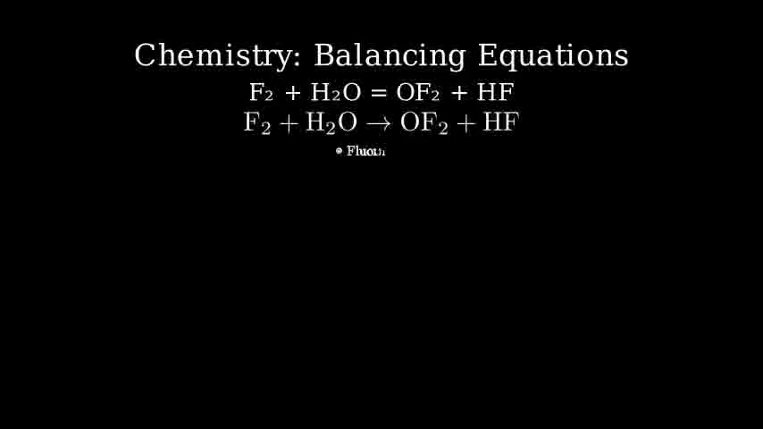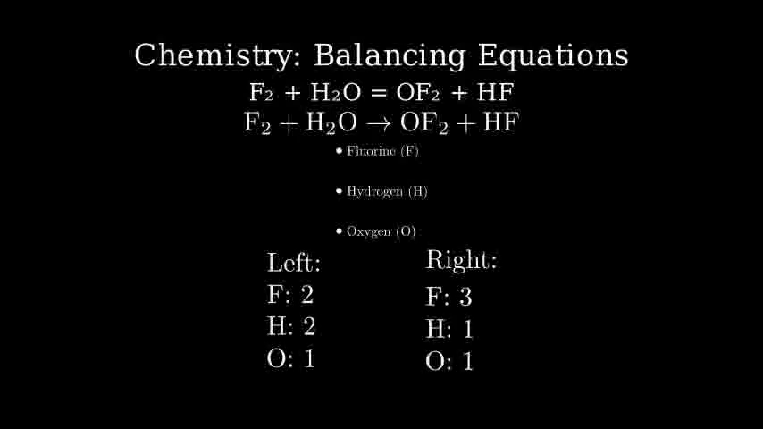In the first step, we count the number of atoms of each element on both sides of the equation. Let's start with fluorine. Next, count hydrogen. Finally, count oxygen. Let's proceed to balance the elements.